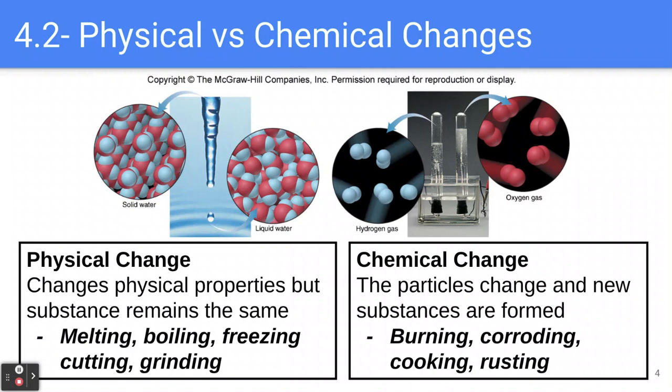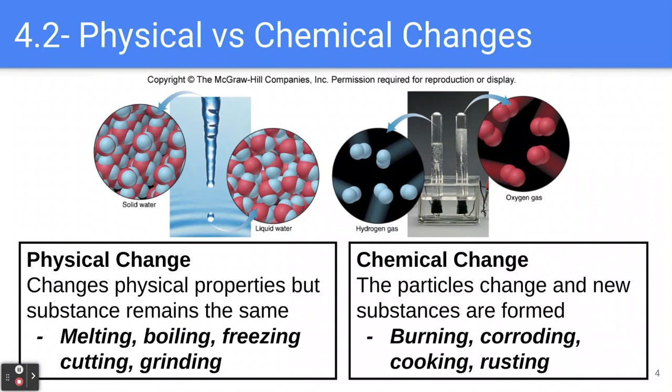A chemical change, however, the particles change and new substances are formed. So you could have things burning or corroding. Cooking is a great example. An egg being fried is a good example. Rusting. So when we think about chemical change, the thing I want you to think about is, can we get our original thing back without reacting it in some way?